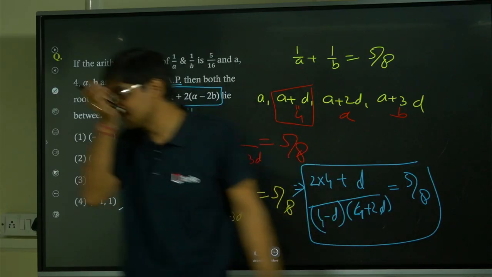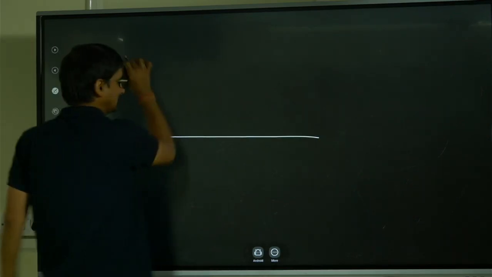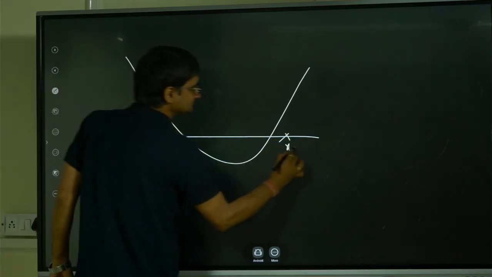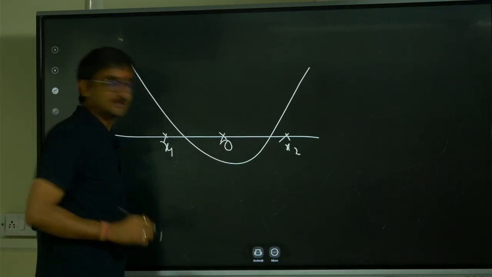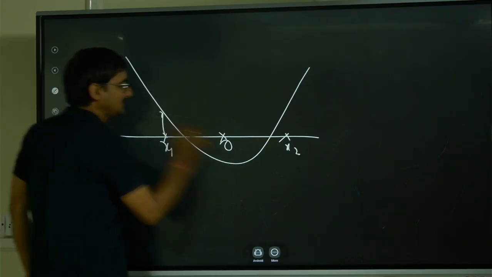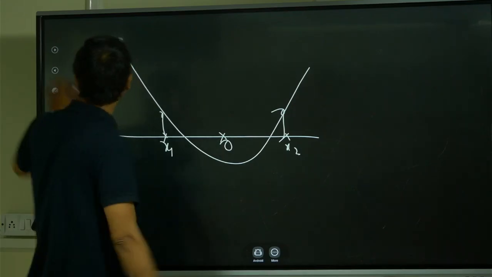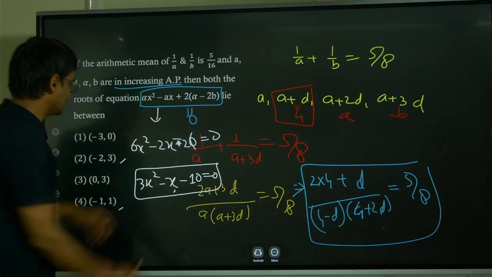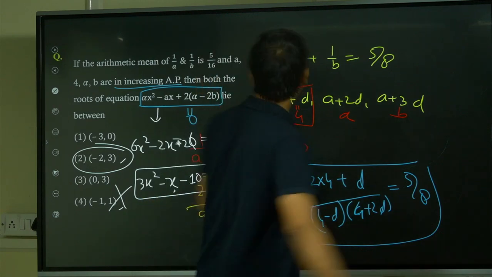Now what we have to check? See, for an open upward quadratic, if it is given for roots to lie between two numbers x1 and x2, and it contains 0, then for sure at both these points x1 and x2 the value of the quadratic has to be positive. That's what you need to check. So at -1, if I put -1, it's negative, so it's not true. So the only option left is -2, 3, and that has to be the answer here, bachcho.